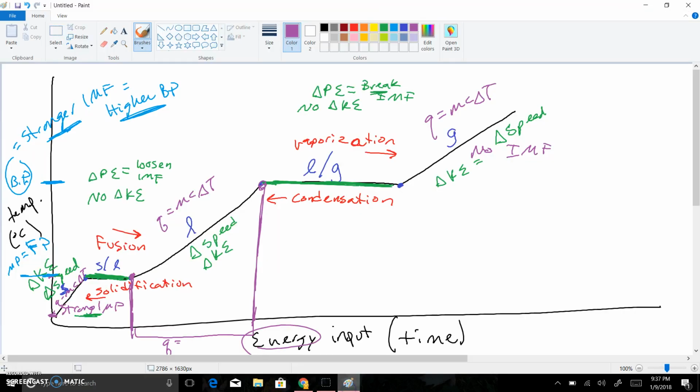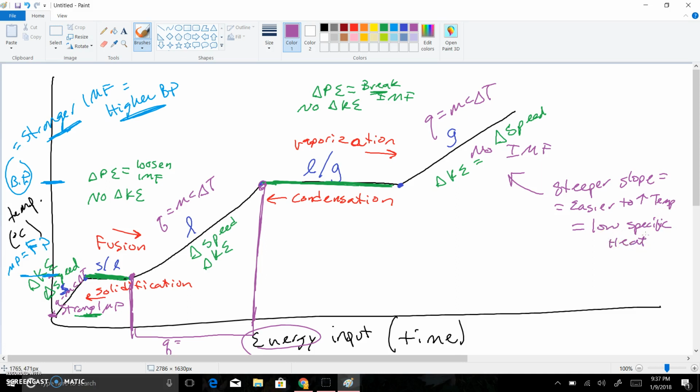So, going back to my picture here, the steeper the slope, the easier it is to heat up, or the easier it is to increase the temperature, which means it must have a low specific heat. That's something we covered first semester, but it's a nice little recap.